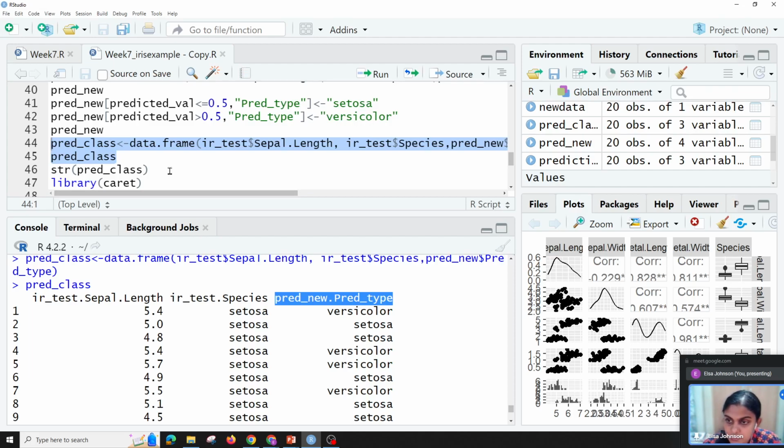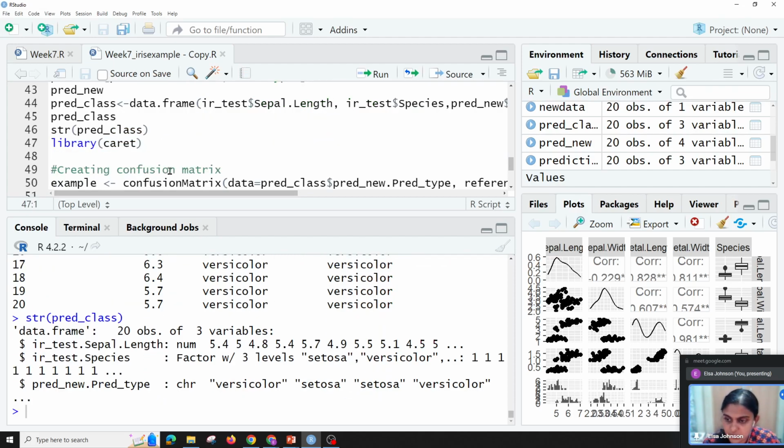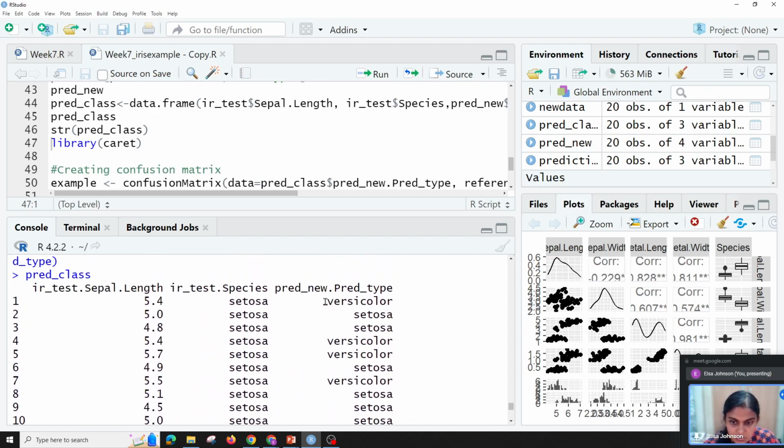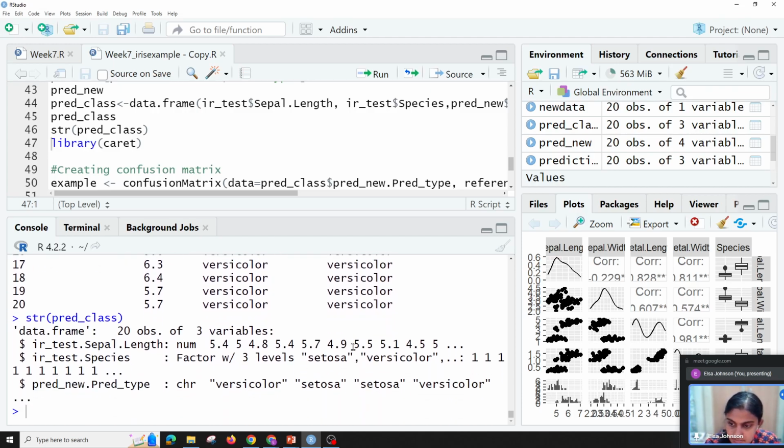Okay, so if I see how this is looking, you can see that sepal.length is a numeric variable, species is a factor with 3 levels, and pred type is a character. You can see here it is also given 3 different categories, but the data frame has not identified it as a category. It is just identifying it as a character.